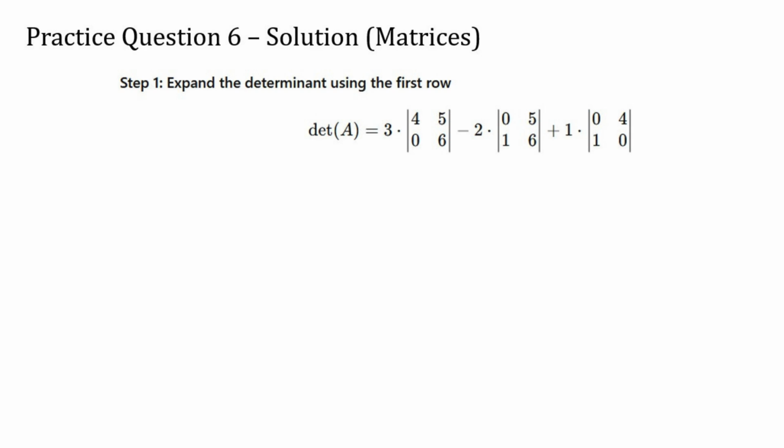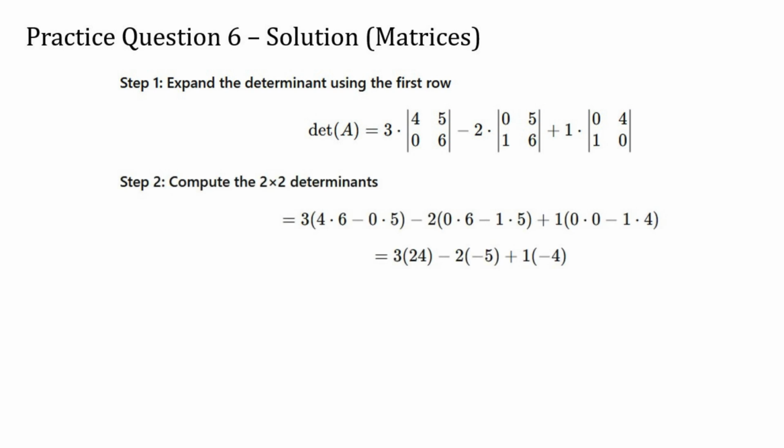These smaller determinants are then combined, alternating in sign, positive, negative, then positive again, as we move across the row. Next, we calculate the determinant of each of those smaller 2x2 matrices. For a 2x2 matrix, the determinant is found by multiplying the top left entry by the bottom right entry, then subtracting the product of the top right and bottom left entries.